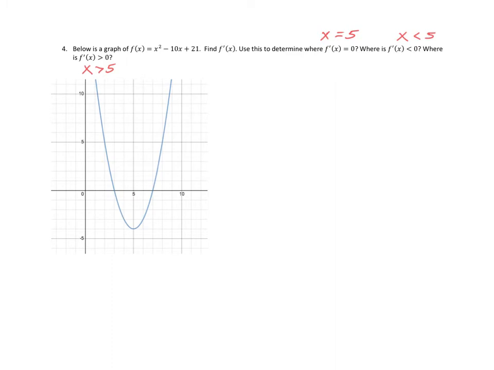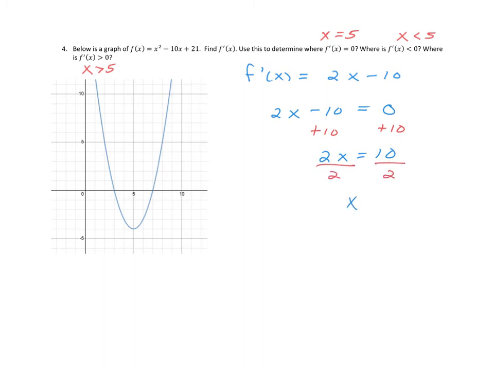So let's see. I need f prime of x. That's going to be 2x minus 10. If you want to know where your derivative is equal to 0, you can solve this equation. You would add 10 to both sides. You would then divide both sides by 2. And hey, what do you know? You get that x is equal to 5. That is precisely what we thought, just by looking at the graph itself.